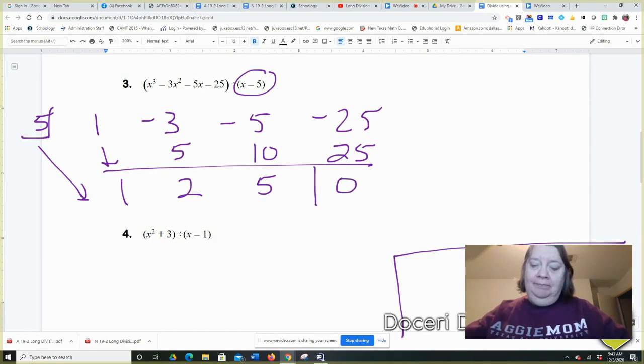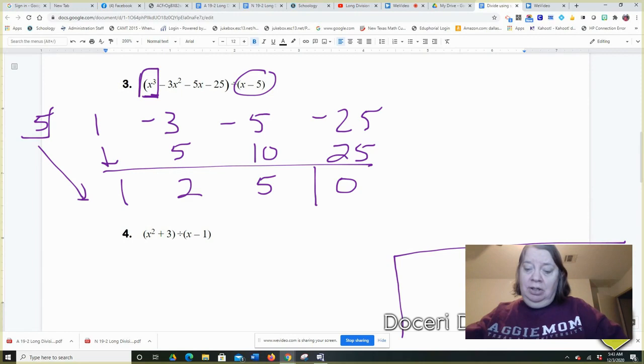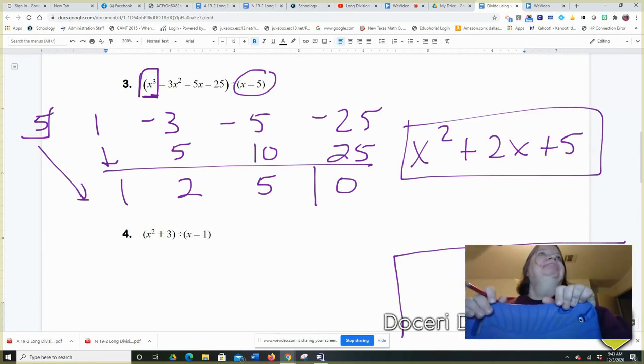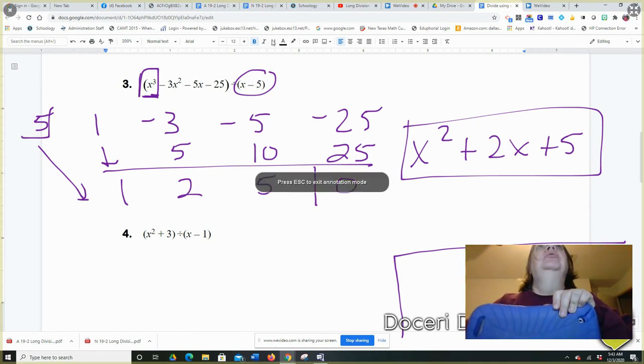No remainder. You're always going to start your answer one less exponent than that because we're dividing x to the third by x. So we have x squared plus 2x plus 5 with no remainder. And that's the answer. You see how easy this is? Easy, easy.